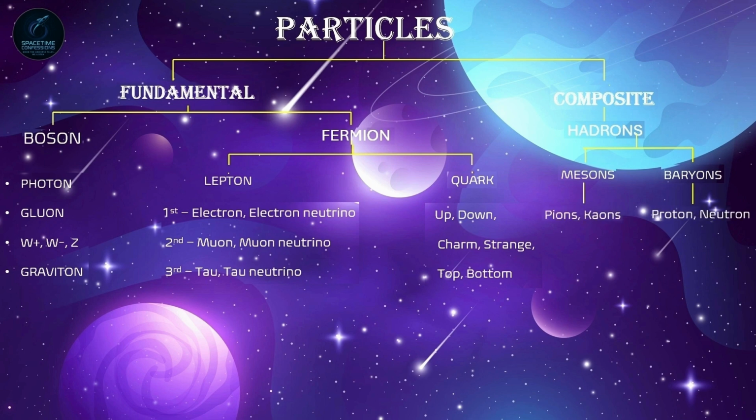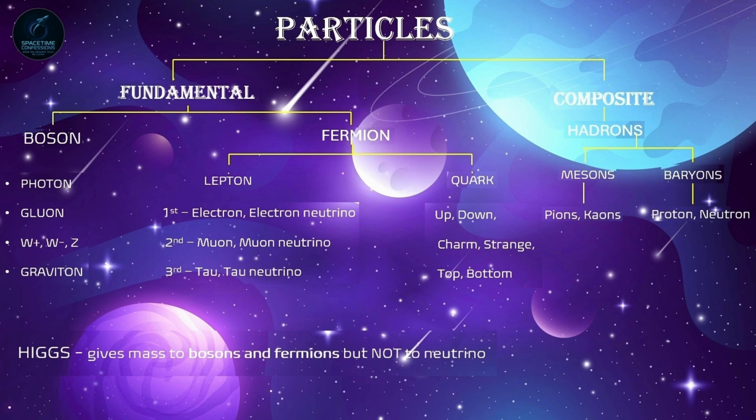Among all the particles we've explored, there's one that stands apart, silent, unseen, but essential: the Higgs boson. Without it, the universe would be a ghost town, full of massless particles, zipping around at the speed of light, never forming stars, planets, or us. It is through this particle that all other particles gain mass. Well, except neutrinos.